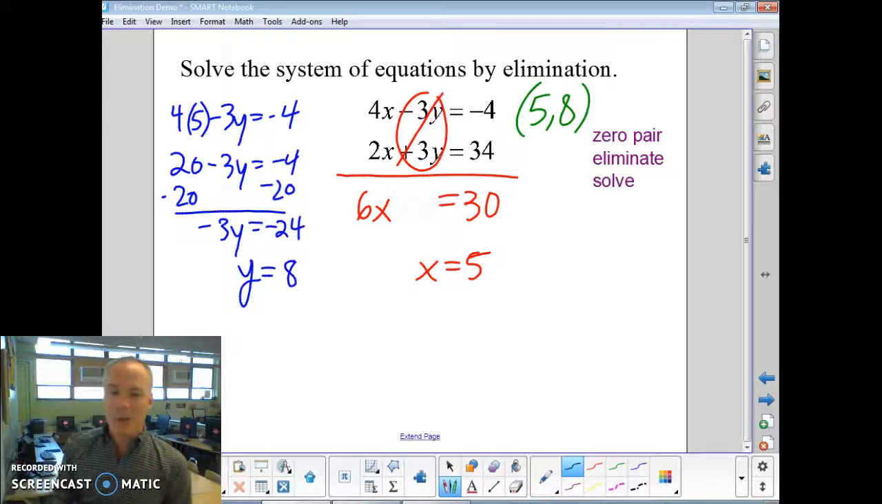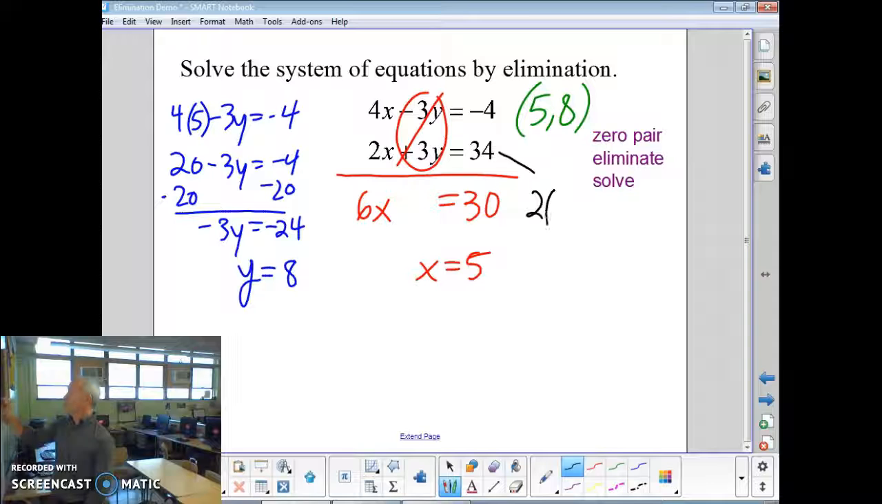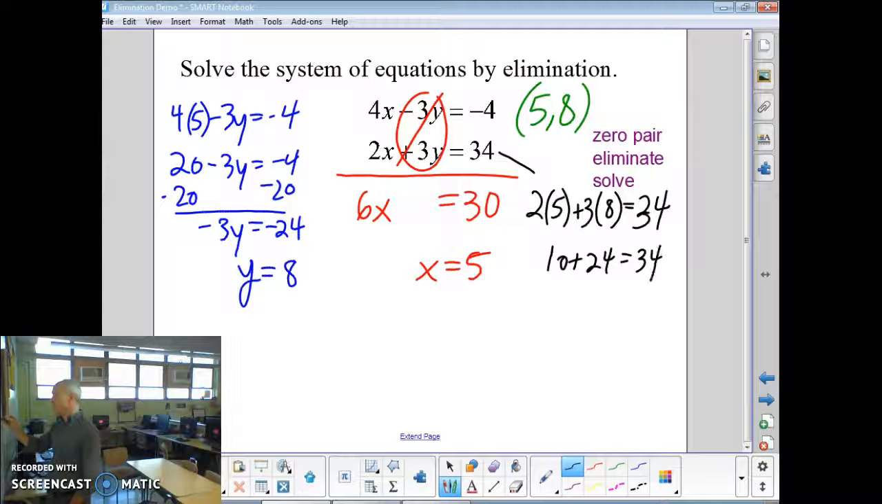Now let's test to make sure. We're going to use the other equation, the one we haven't used yet. So we're going to use this one. 2 times the x value plus 3 times the y value should equal 34. 10 plus 24 does equal 34.